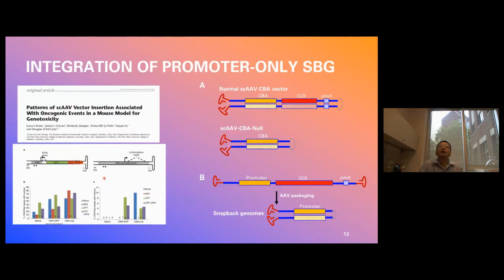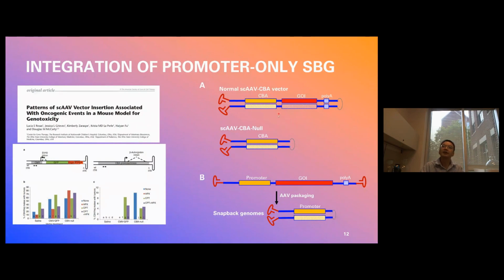So one of these old studies, actually many years ago by Dr. McCarthy's group, showed that for self-complementary vector, if he used only a self-complementary vector with just the promoter, as he's showing here, and injected this kind of promoter-only vector into mice, in a specific strain of mice, it creates a lot of tumors in the mice. So one of the problems he looked at is the vector integration, and this is a promoter only, and that can activate oncogenes.